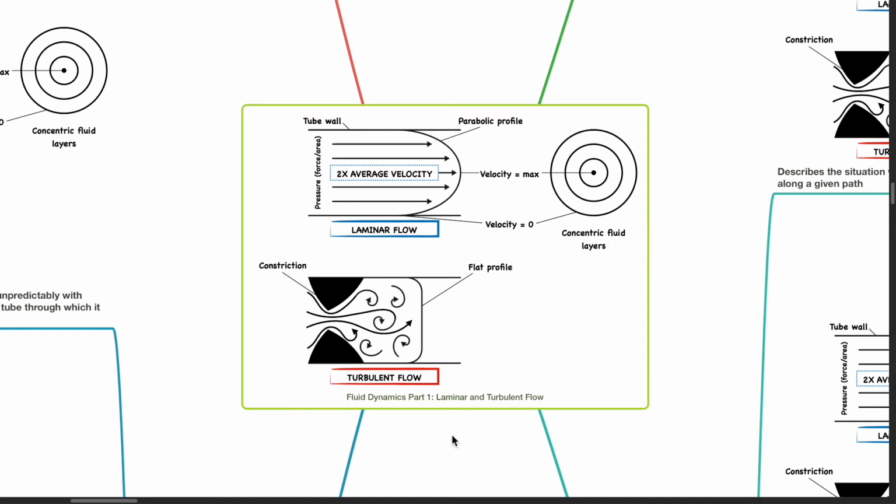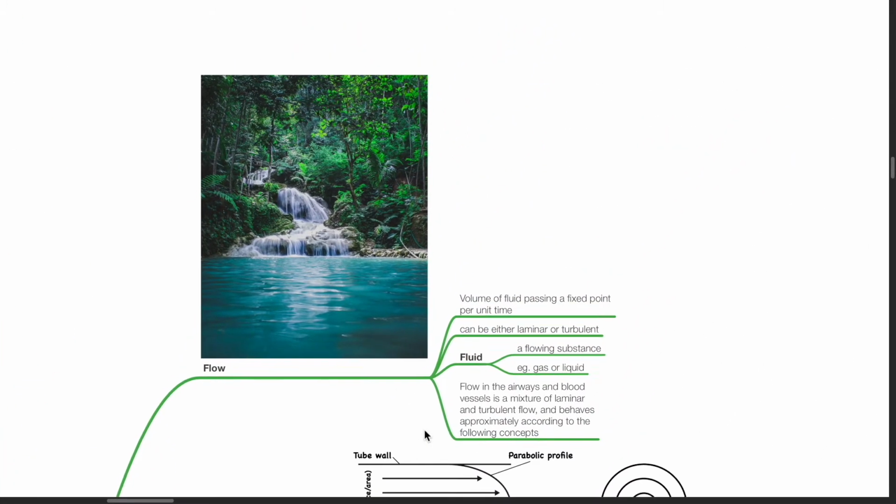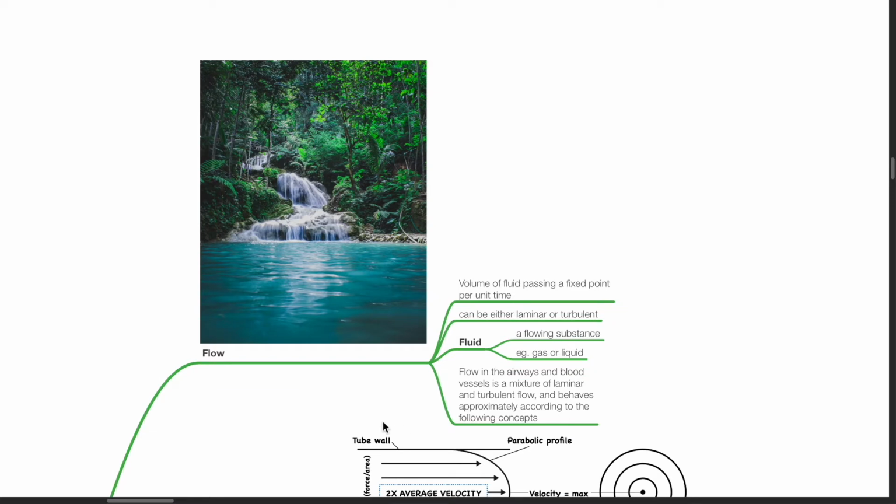Today we'll be discussing Fluid Dynamics Part 1: Laminar and Turbulent Flow. Flow is the volume of liquid passing a fixed point per unit time. It can be either laminar or turbulent. Fluid is a flowing substance, such as gas or liquid.